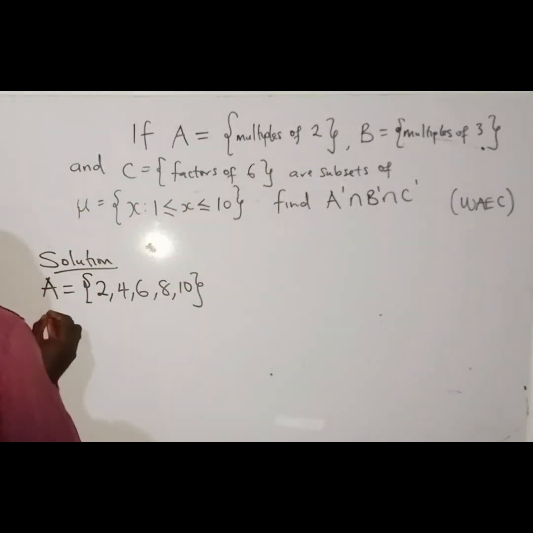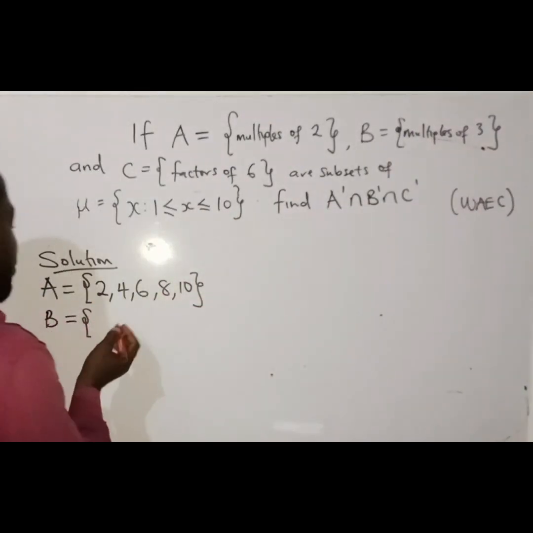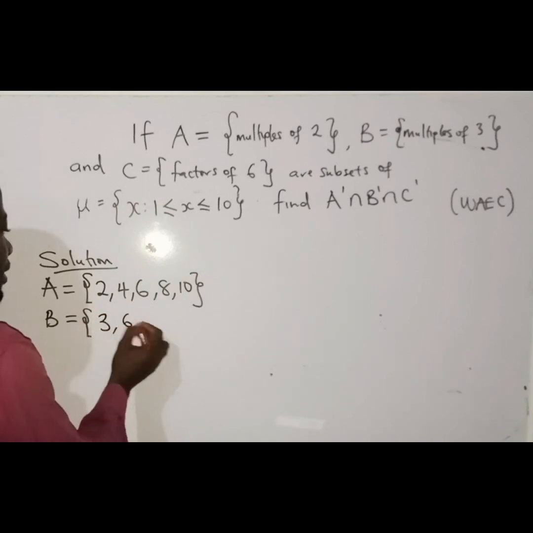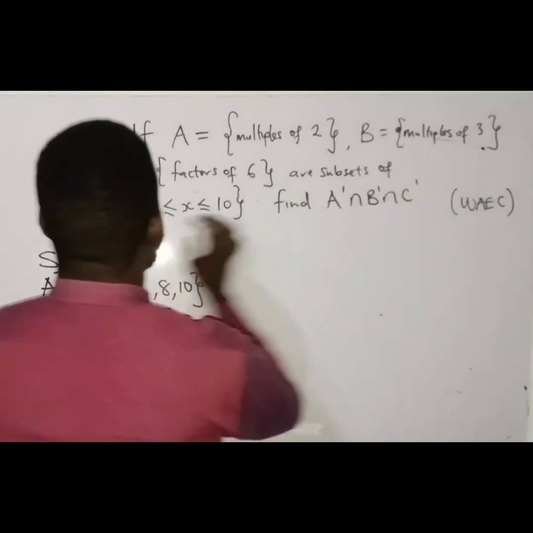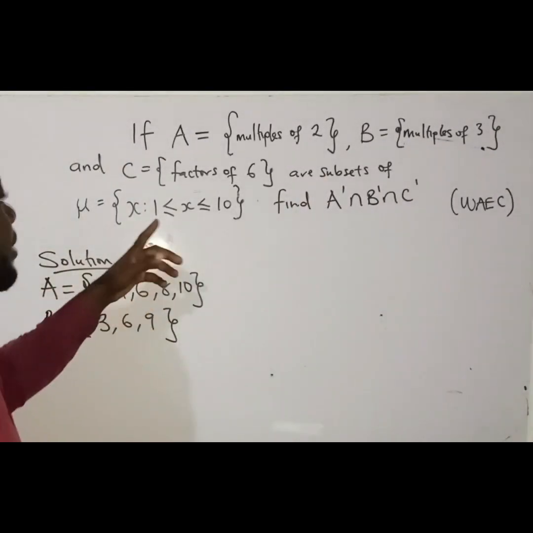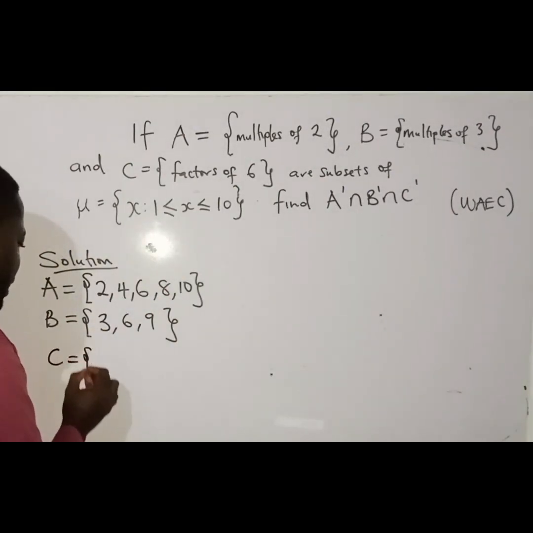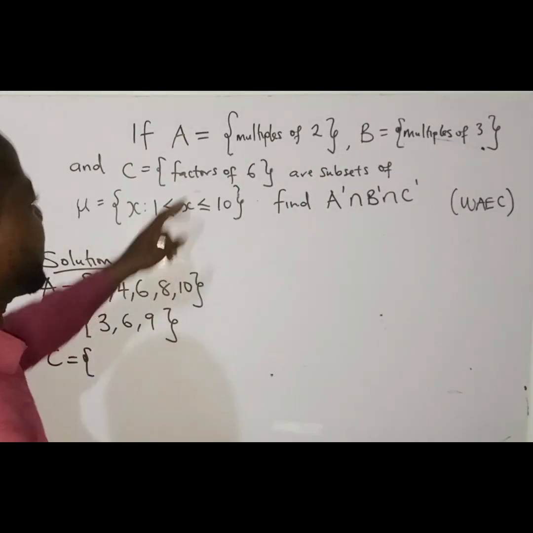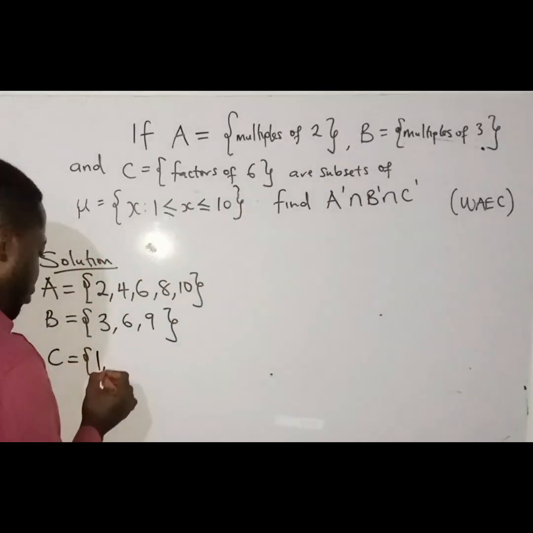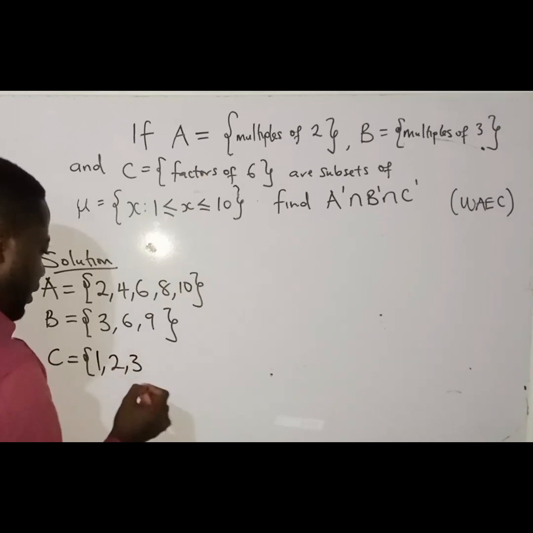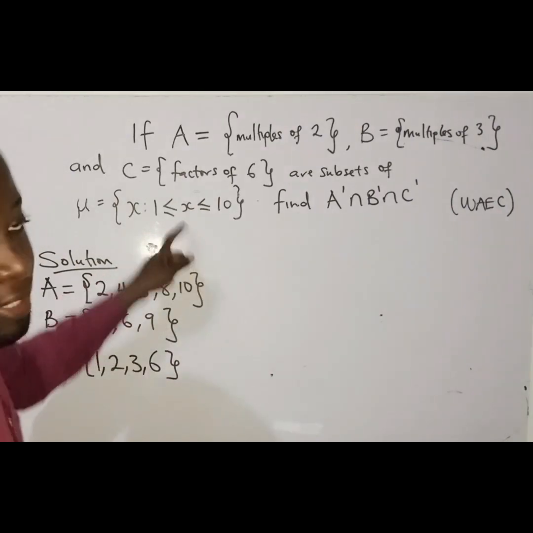Alright, moving on to set B. The elements of set B are multiples of 3. What are the multiples of 3? I have 3, 6, 9. I'm not going to write 12 because B is also a subset of the universal set, and the universal set is between 1 and 10. Another one, let's look at the elements of set C. The elements of set C are factors of 6. What are the factors of 6? 1, 2, 3, and 6. These are the factors of 6 that are subsets of the universal set.